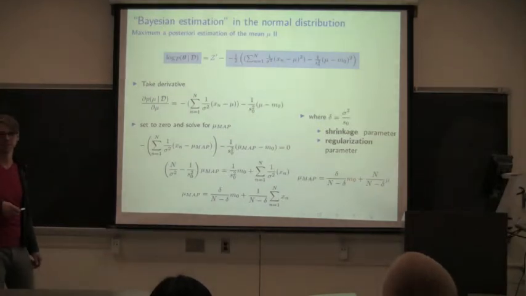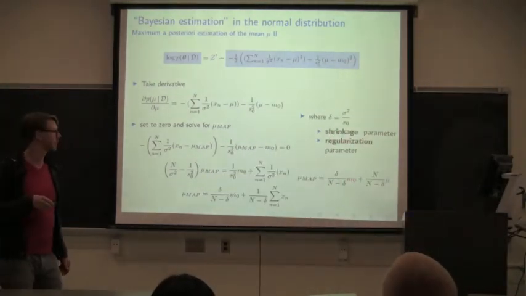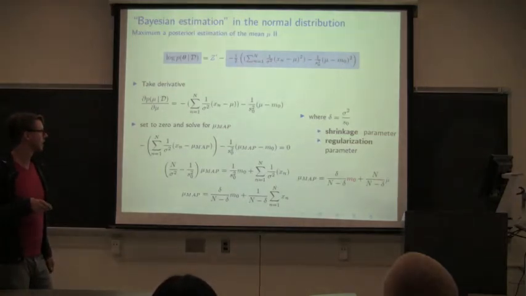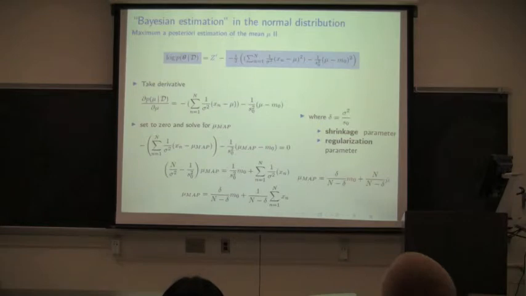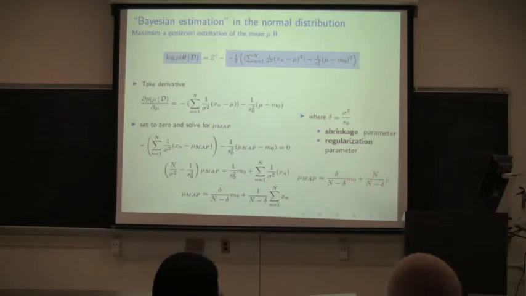Is that clear? Yeah? m0 is the prior mean. Remember that the prior of mu was a normal distribution, and this is the mean of this normal distribution. So the maximum a posteriori estimate is a weighted average between the mean of the prior distribution and this mu hat, which is the maximum likelihood estimator. So it's between those two.